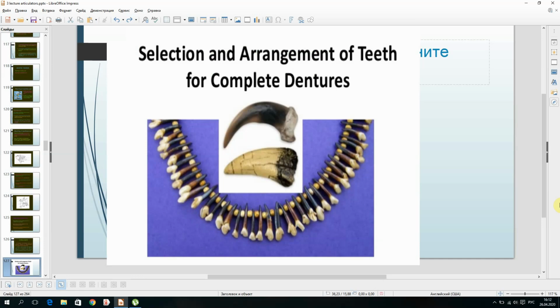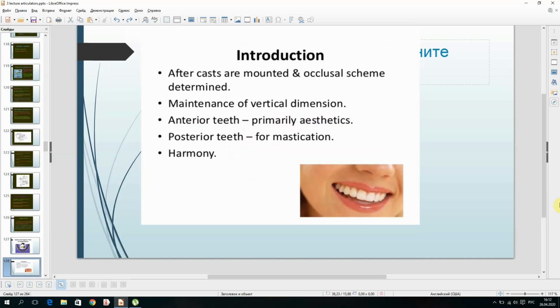Selection and arrangement of teeth for complete dentures. Introduction. After casts are mounted and occlusal scheme determined, maintenance of vertical dimension: anterior teeth primarily for aesthetics, posterior teeth for mastication, harmony.